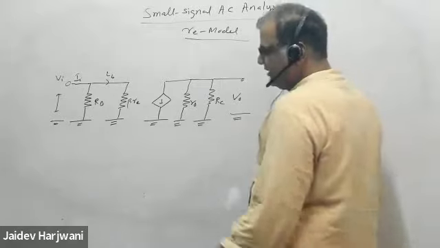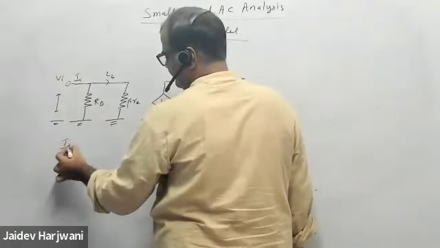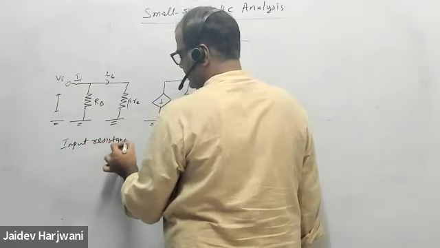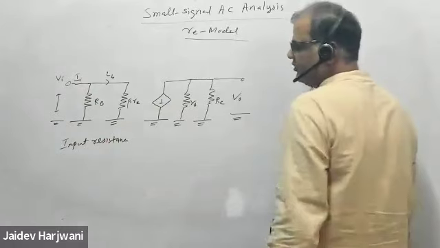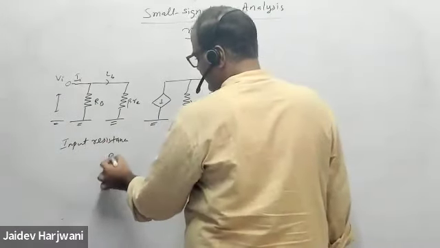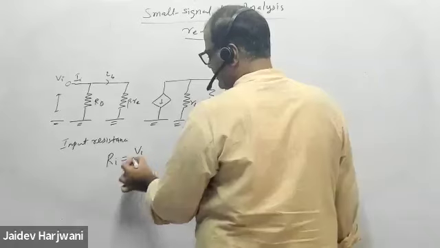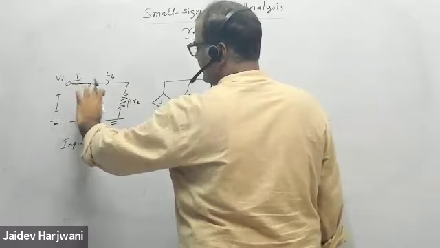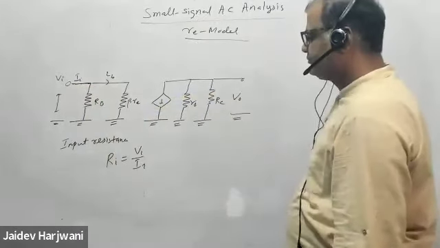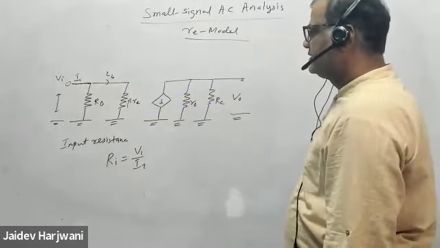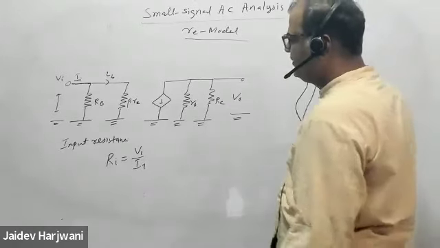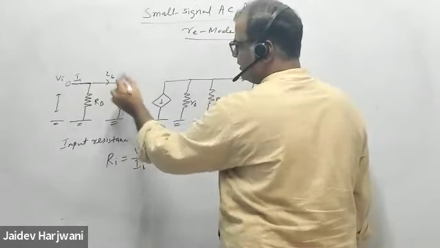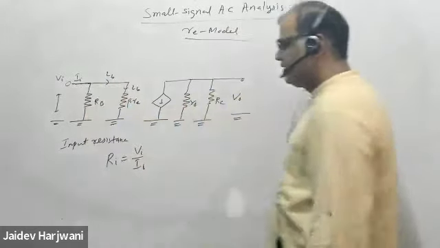Say first I want to find the input resistance. So input resistance is basically what? Input resistance is Ri equal to V input upon I input. Okay. So this I input going in both the resistors. Okay. So tell me how to find the V input. Tell me how to find the I input. This current is IB. This current is IB. This current is I input. How to find I input?